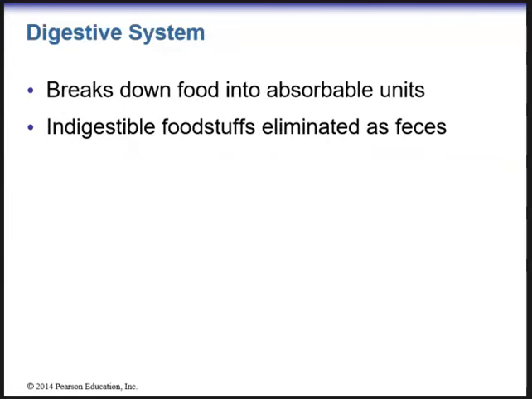Digestive system. The digestive system helps break down food into absorbable units. We have our large macromolecules such as our lipids, our proteins, and our carbohydrates. We have enzymes that break down these macromolecules so that we can form smaller units that can be absorbed. And we know that anything that we don't digest, so any indigestible foodstuffs, will be eliminated as feces.